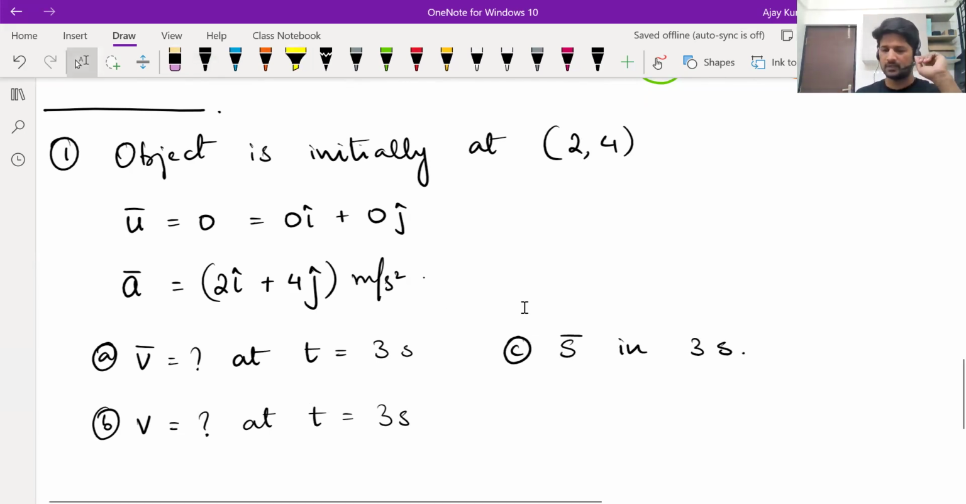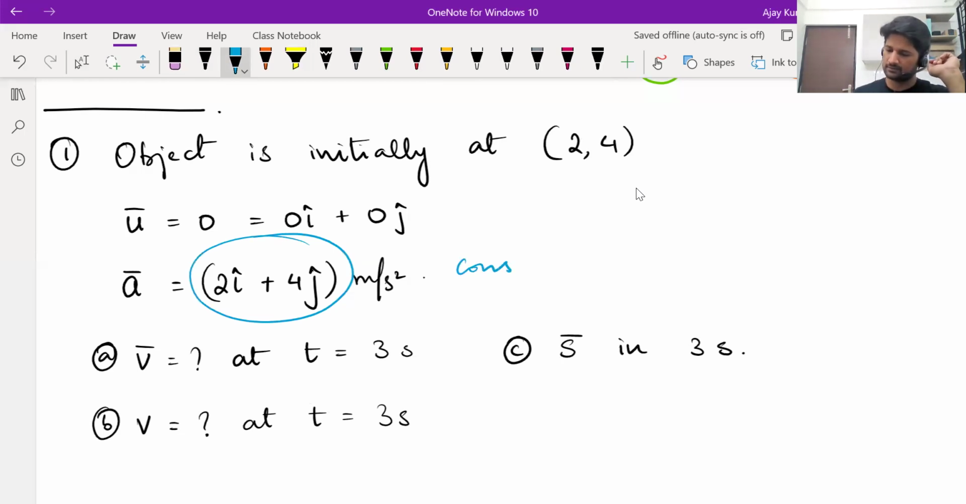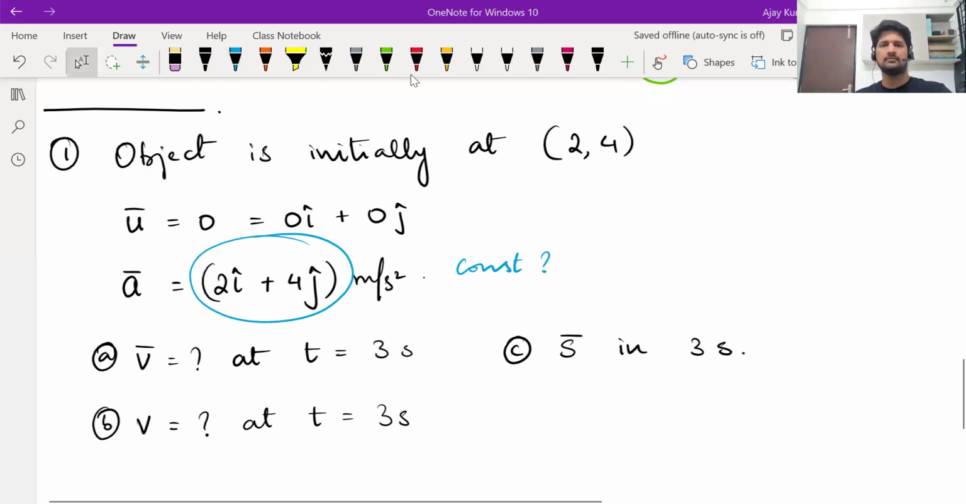First tell me, Nishita, this acceleration 2 i cap plus 4 j cap, is this a constant acceleration or not? And how are you deciding that? Okay, someone else. Is this acceleration constant or not, and how to decide?